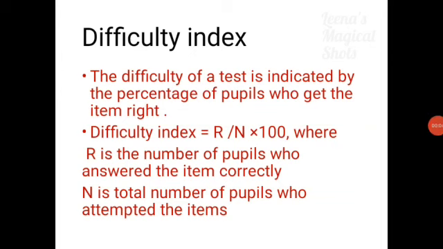Now, the statistical analysis of the test items. First of all, difficulty index. The difficulty of a test is indicated by the percentage of pupils who get the item right. The formula for finding the difficulty index is R by N into 100, where R is the number of pupils who answered the item correctly, and N is the total number of pupils who attempted the item.